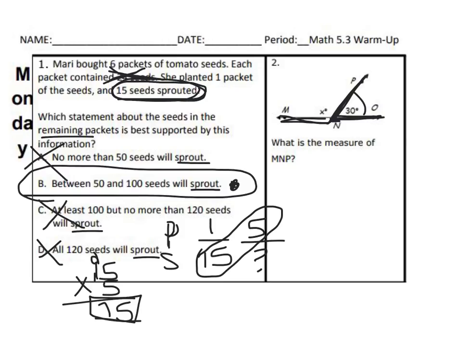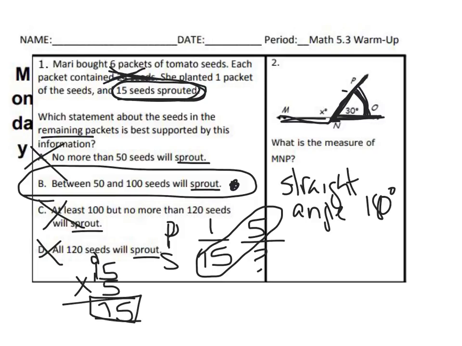Okay, and who knows what a straight angle measures? So a straight angle measures 180. So if we know that one of the angles is 30, what would the other one be? What would we need to do in order to solve that? So you're subtracting 30. So that means that x will equal 150 degrees.